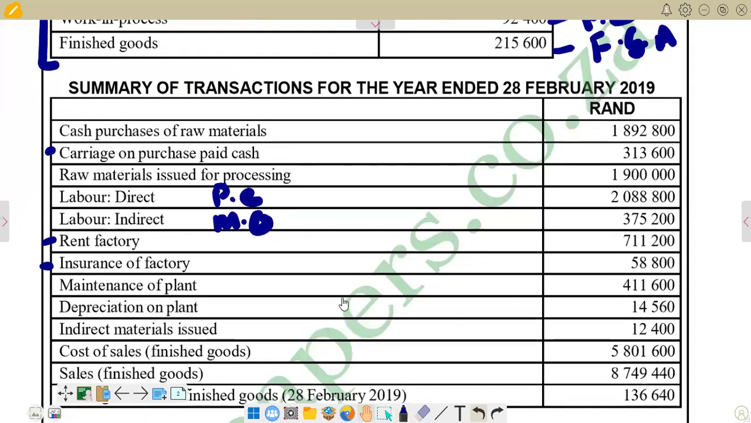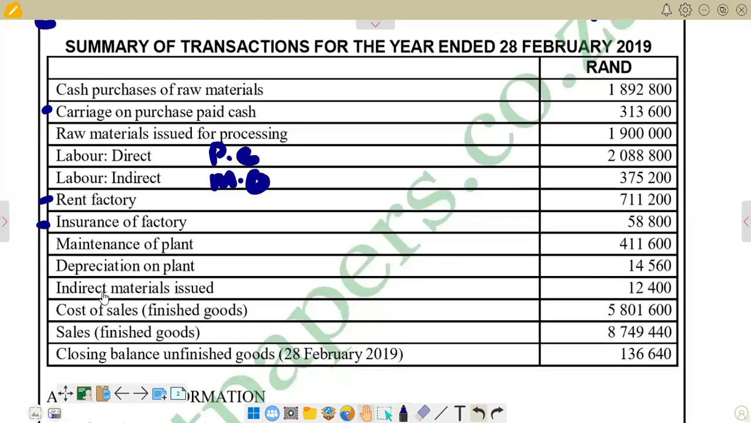So after insurance of factory, we've got maintenance of plant. We are also going to see that this is an overhead, so we are going to treat it the same by debiting the manufacturing overheads. It's maintenance of plant, 411,600. So we go back again.